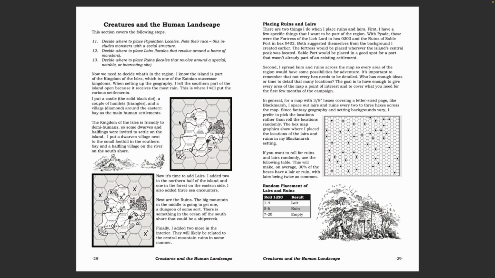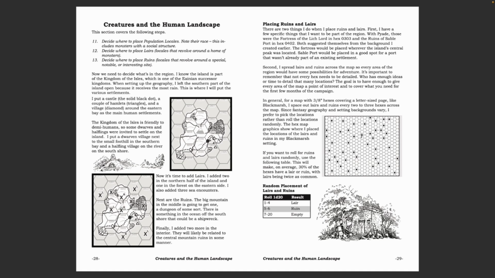Then you have steps 11 through 13, deciding where to place your population locales. Where do the lairs go? And I like this picture over here on the right, on page 29 there. This little picture here where you're just sporadically putting these dots. Here's a lair, here's a lair, here's a lair, here's a lair over here. Here's some ruins over here. You space them out enough to where your players can get to them in a reasonable amount of time.